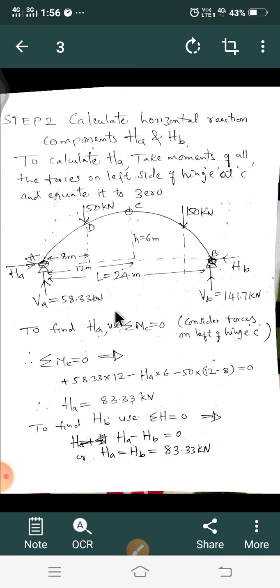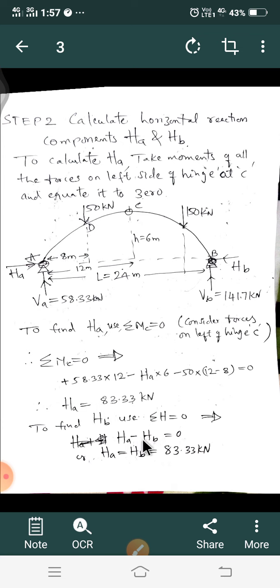12 minus 8. You can see this one, this is 50, and this horizontal distance is the distance between D and C in the horizontal direction. So we are getting it as 12 minus 8, because this total is 12. In that you subtract 8, you will get this distance here. So this is 8. So this is equated to 0. It gives rise to HA equal to 83.33 kN.